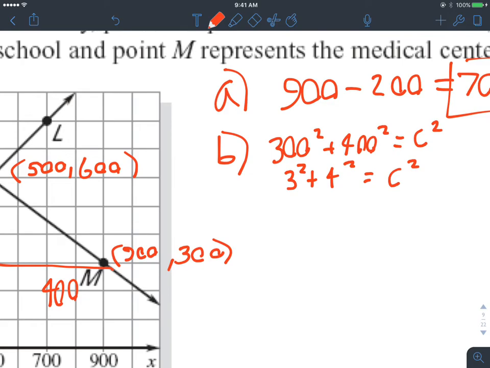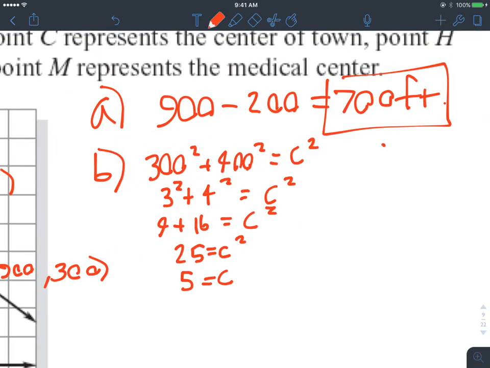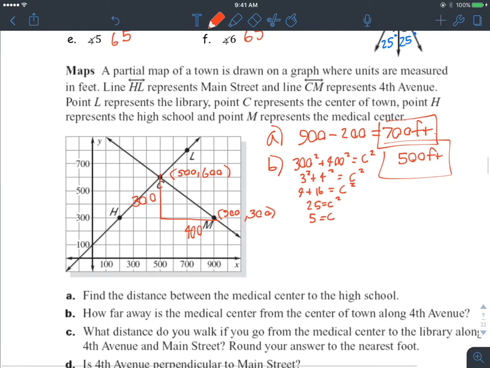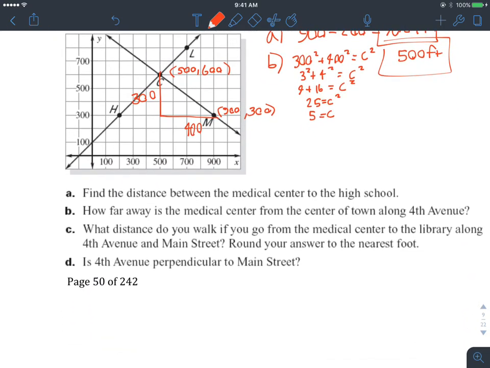And then I'm just going to add on the 2 extra zeros at the end, just because it makes the numbers a little bit smaller. So it's 9 plus 16 equals c squared. It's 25 equals c squared. So then c is equal to not just 5, you got to add on your 2 extra zeros. So we're going to say 500 feet there. And that just makes the numbers smaller where you can actually do it in your head versus using a calculator.